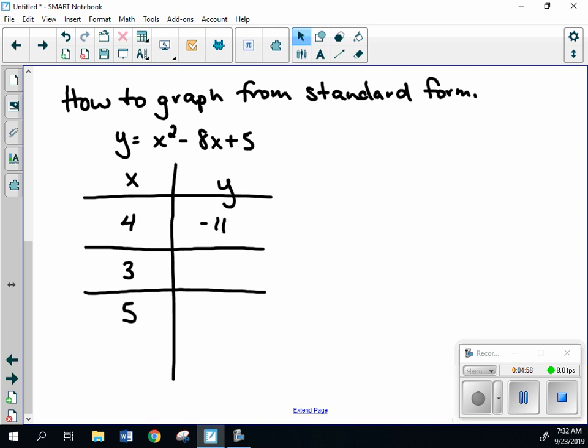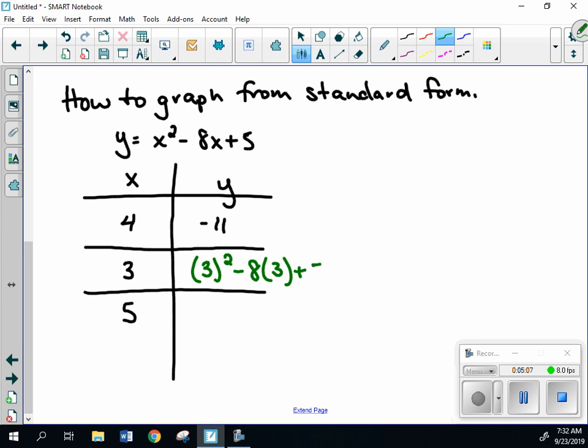So I'm going to substitute those values in in order to calculate where they're actually at. So if I'm looking at this, I'm going to have 9 minus 24 plus 5, which is going to give me negative 10. I'm then going to take that 5 value and do the same exact thing.